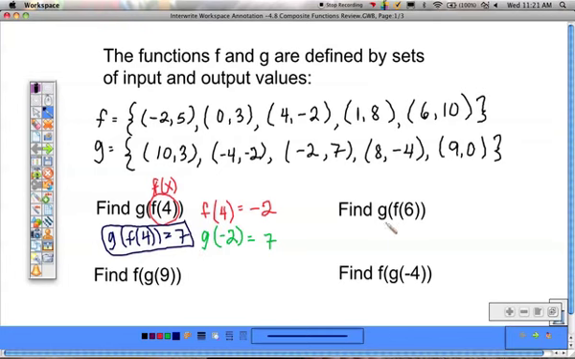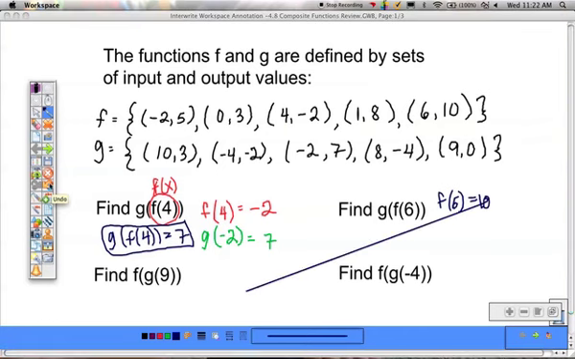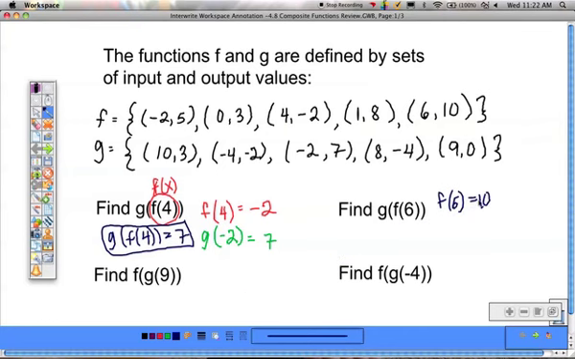Let's try the next one. Find g of f of 6. So again, start with f of 6 first. So look for when x is 6, and the answer is 10. So now we plug the 10 in for f of 6. We want g of 10. So that's when the x value is 10, the y value is 3, or the output value. So we say our final answer, g of f of 6 equals 3.